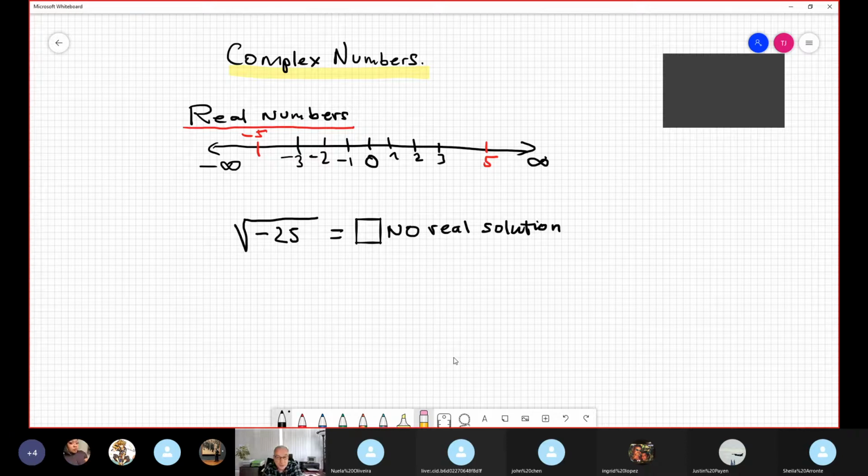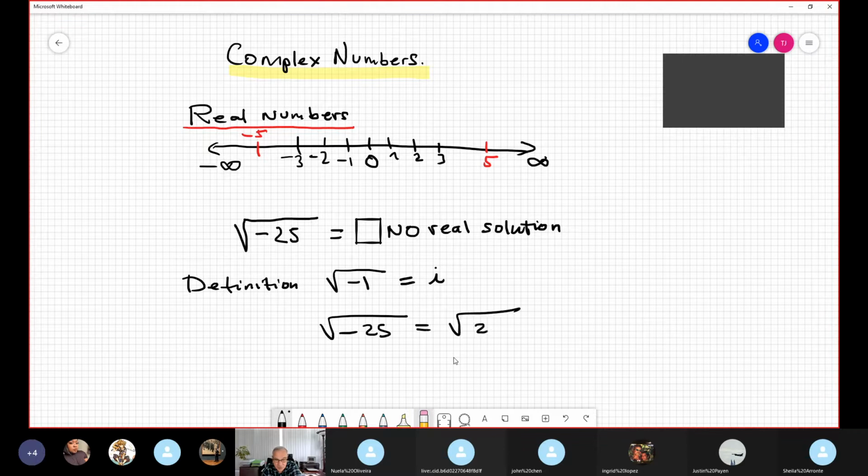To solve this problem, we always create by definition that the square root of negative 1 is i. Okay, so we now have a new kind of number that contains i. Coming back to the beginning, the square root of negative 25, you break it down like the square root of positive 25 times the square root of negative 1. And this is 5, so the answer is 5i.